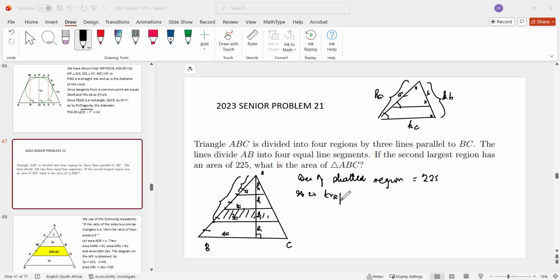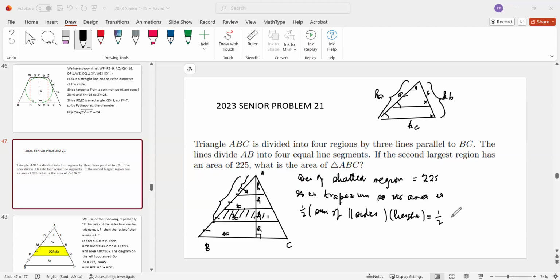And the area of a trapezium, there's a formula for that. So its area is 1/2 the sum of the parallel sides multiplied by the height, or the distance between the parallel sides. And this is a well-known formula. The formula for a trapezium, the area, is half the sum of the parallel sides times the height.